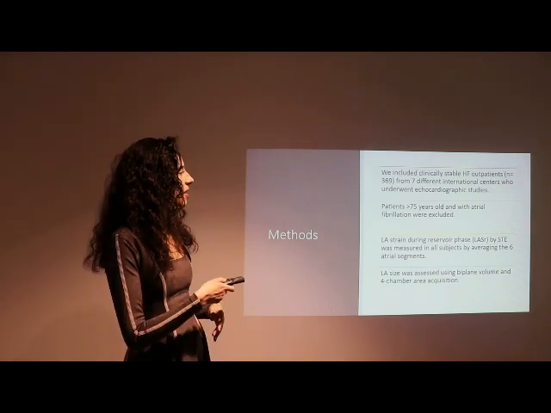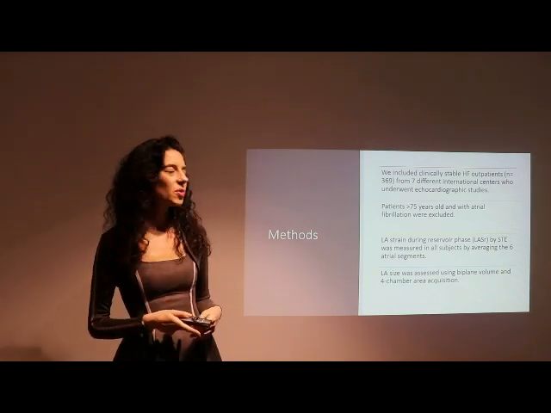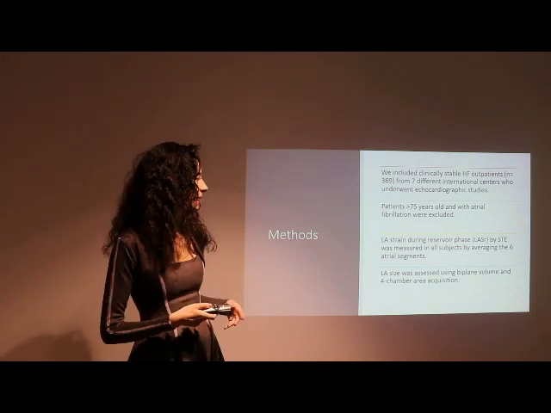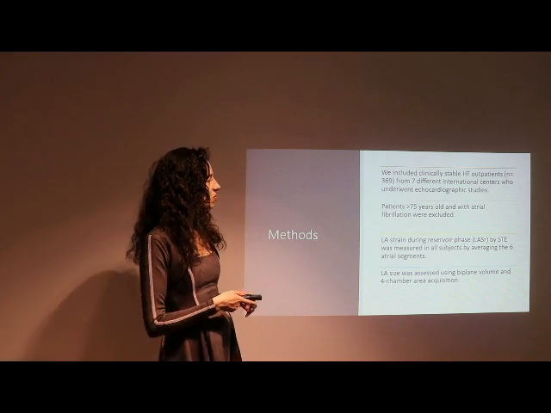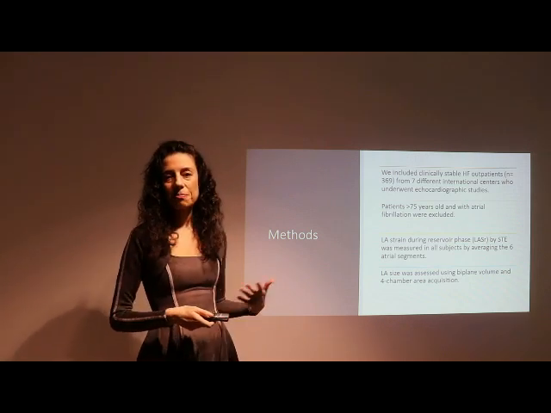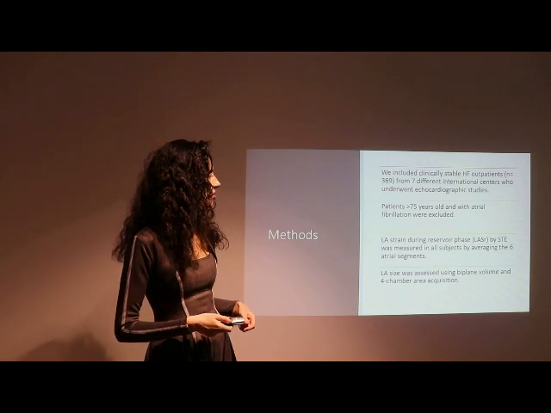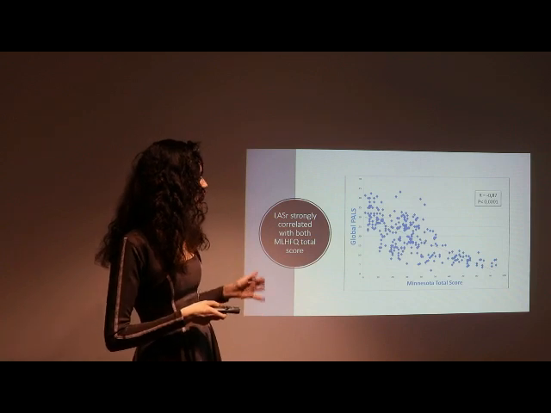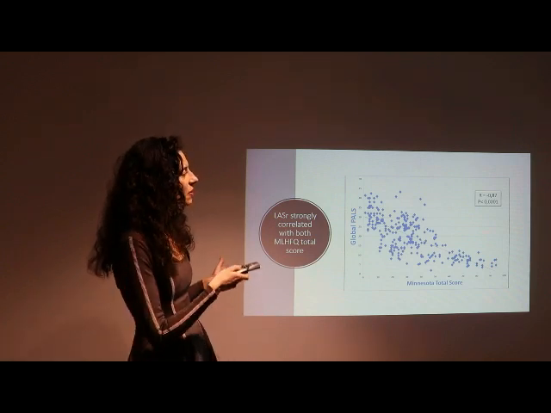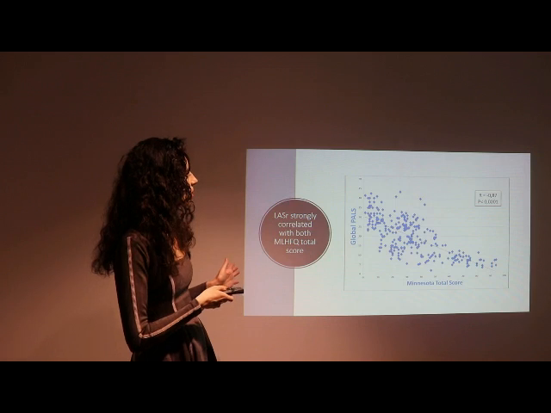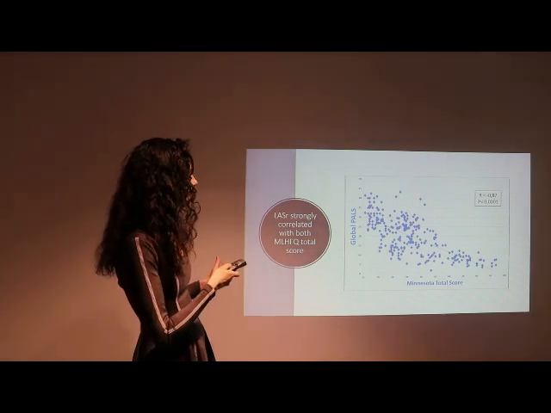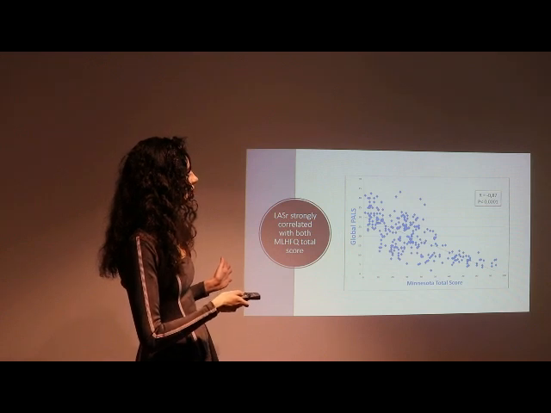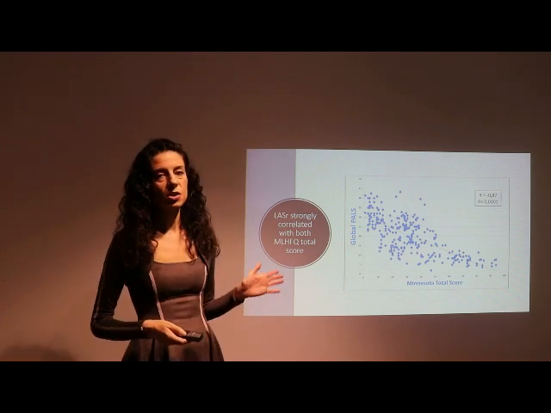LA strain was determined by speckle tracking echo by averaging the 6 atrial segments, and the size of the left atrium was assessed using the biplane volume and 4-chamber area acquisition. So we found a very strong correlation, very statistically significant, between the left atrial strain and the Minnesota Living with Heart Failure Questionnaire total score.